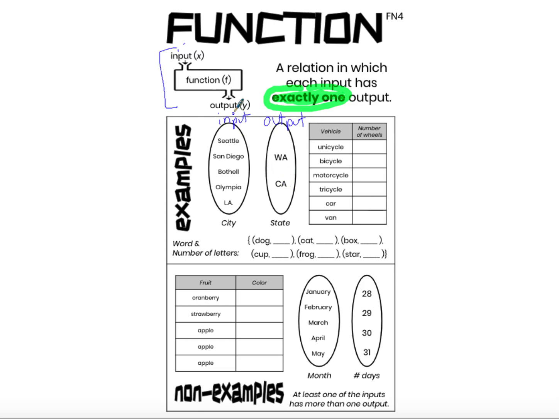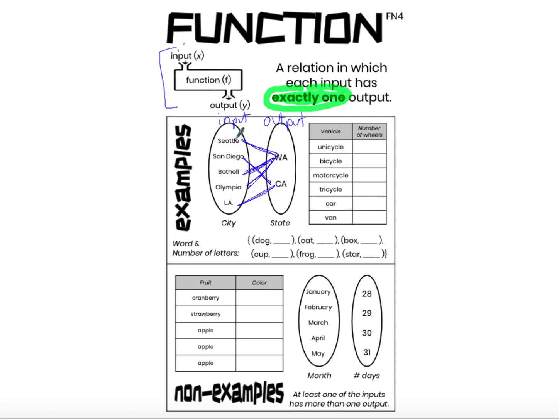So let's look at this. Input into my machine, city of Seattle. Output is Washington. Input, city of San Diego. Output is California. Input, city of Bothell. Inside my function machine, I ask my function, what state is this city in? The output is Washington. Input of Olympia. Output, Washington. Always predictable. When I ask you, what state is the city of LA in? California. So input of city, output of state.